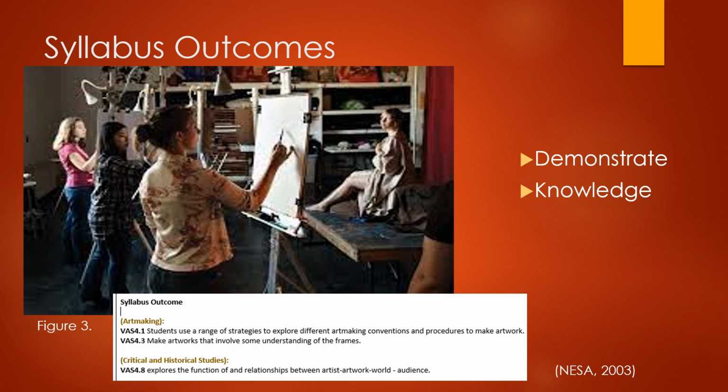The conceptual frameworks, critical and historical studies, VAS 4.8: students explore the function of and relationships between artists, artwork, world, audience. The syllabus outcomes represent a progression of learning and provide a basis for students to move forward to the next stage of their learning.